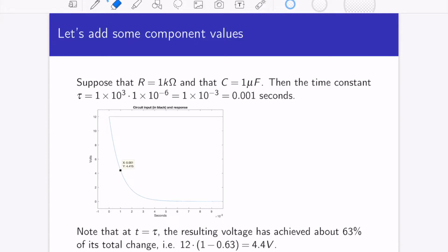One thing to notice is that at time equal to tau, these are milliseconds on the bottom, so around 1 millisecond, I marked it here, you can see that the resulting voltage across that resistor is about 63% of its total change. So it's going to be about 4.4 volts.